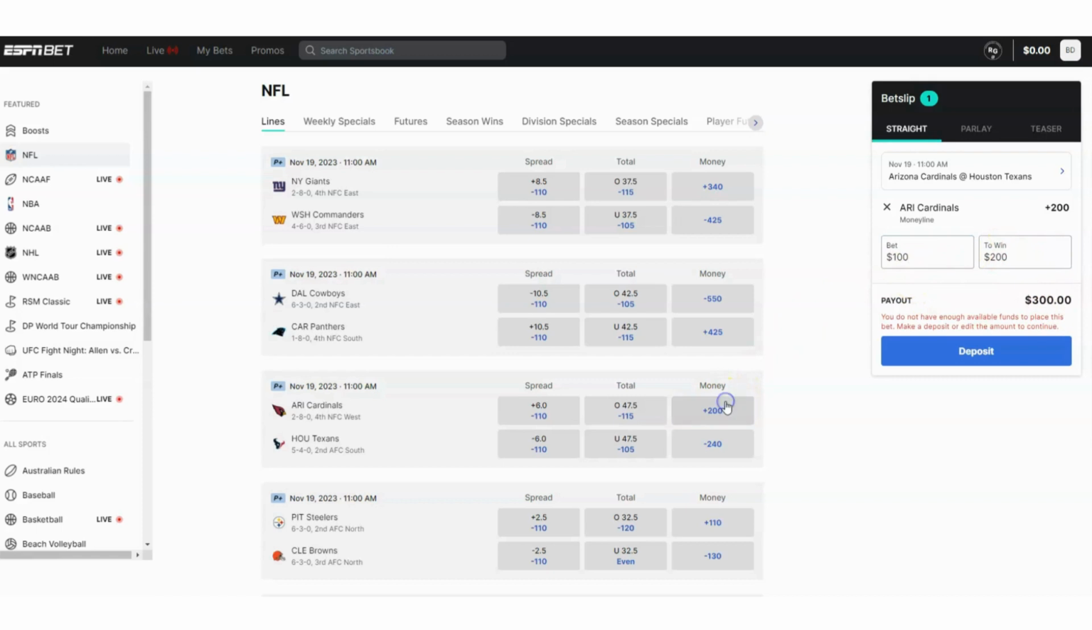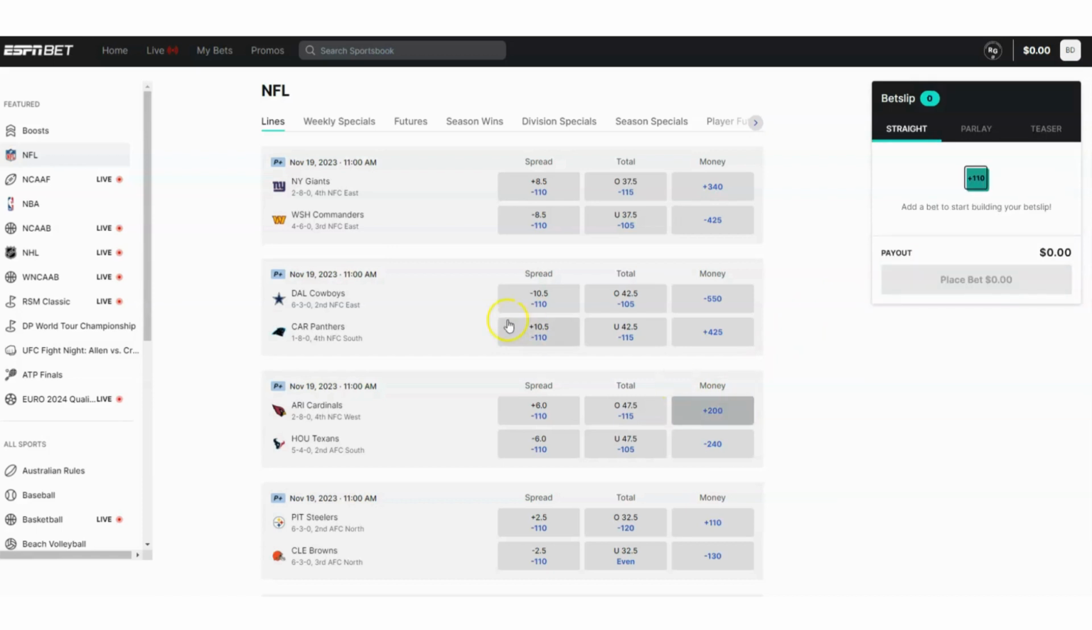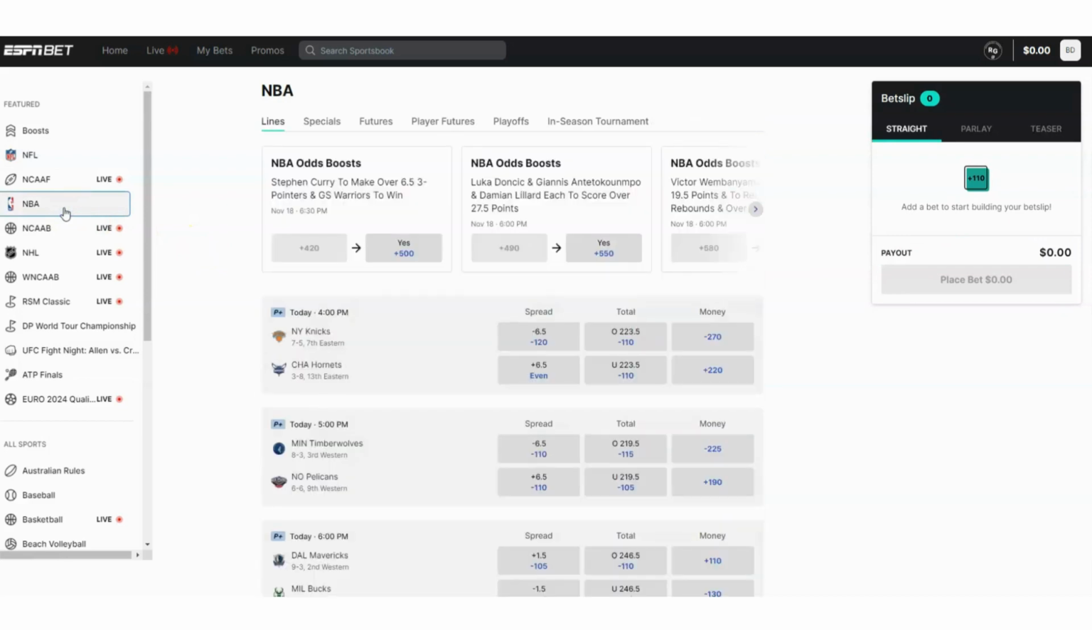So that's a basic, simple way to do an NFL bet on the money line, the point spread, and the total. Let's just jump into the NBA to give you an example and an idea what that looks like. Again, we'll pick the first game here. Just say the Knicks at -6.5.